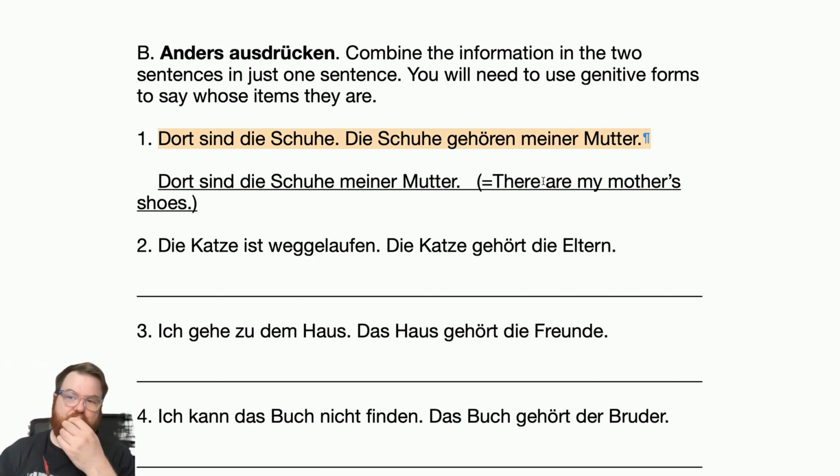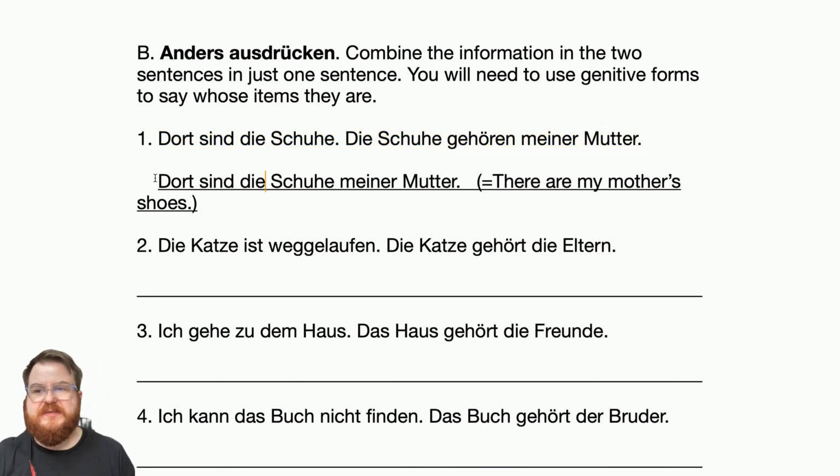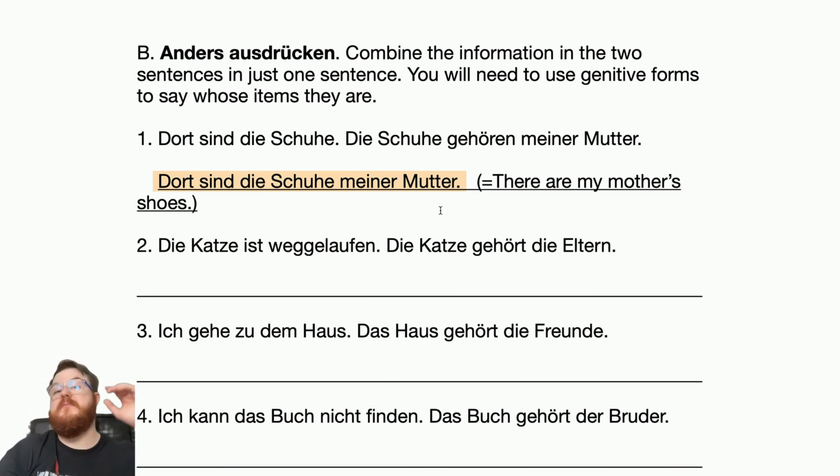Dort sind die Schuhe. The shoes are there. Die Schuhe gehören meiner Mutter. The shoes belong to my mother. So if we want to put those together into one sentence, we would end up with Dort sind die Schuhe meiner Mutter. There are my mother's shoes, or my mother's shoes are there, over there.